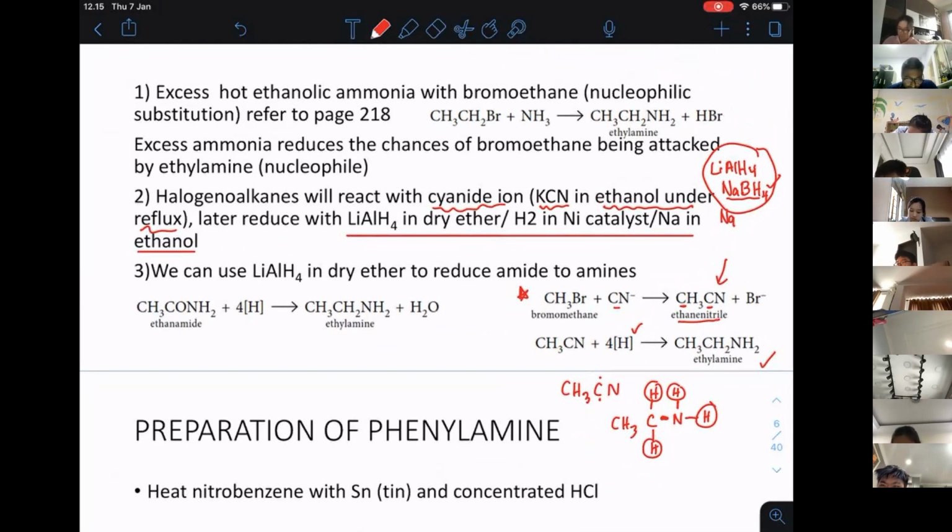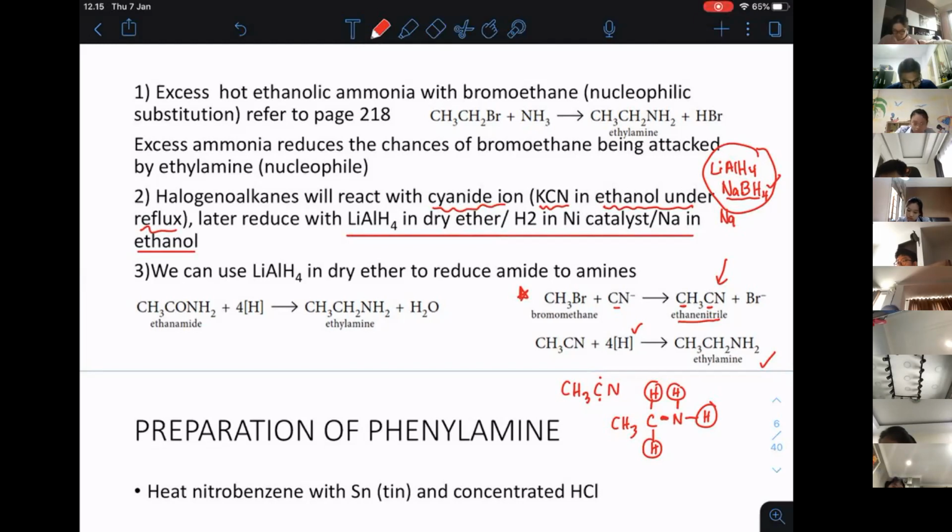by three methods. You can reduce them using LiAlH4 in dry ether, or you can use hydrogen gas with a nickel catalyst, or you can use sodium in ethanol. There are three ways to do this, so you need to remember all three. I think one of the ways is not mentioned in the textbook, but they asked it in the question itself, so that's why I added it over here. Please take note of this.